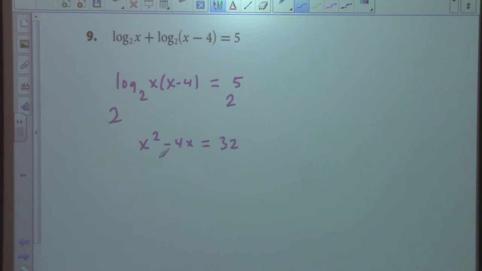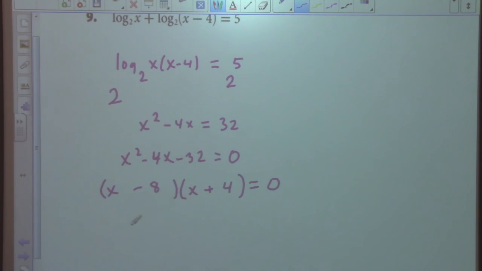So if we subtract, we get x squared minus 4x minus 32 is equal to 0. And then what do we do with that? X equals, it's gonna be 8 and negative 8 and 4. So negative 8 and 4. Does that look right? Seems all right.